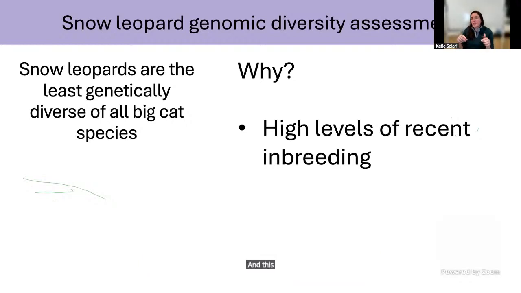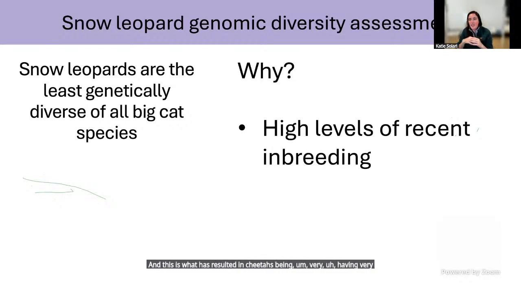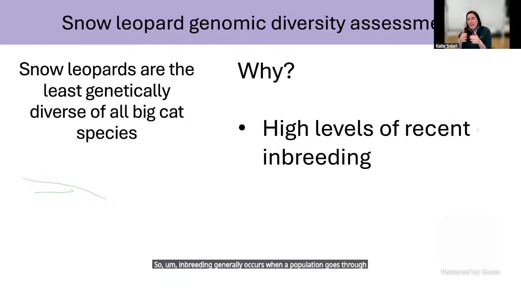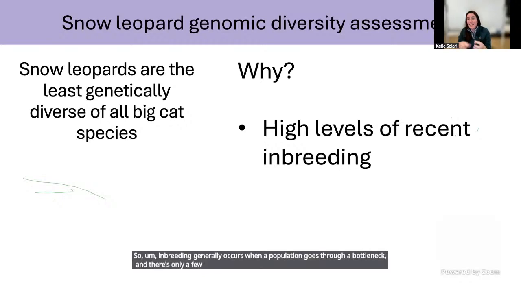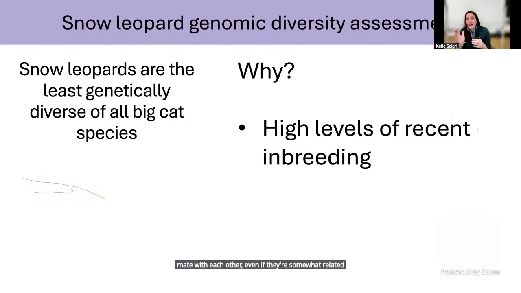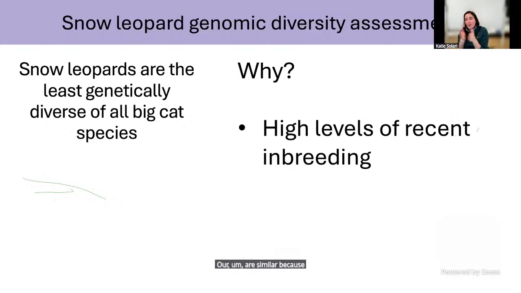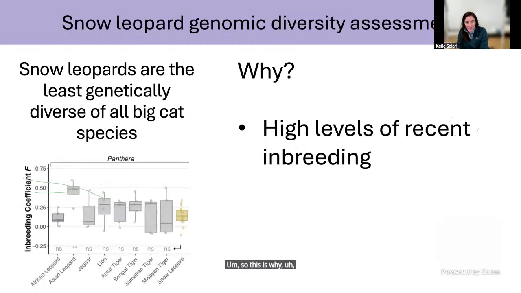And this is what has resulted in cheetahs having very low genetic diversity. Inbreeding generally occurs when a population goes through a bottleneck and there's only a few individuals left, and they have no choice but to mate with each other, even if they're somewhat related. Then when relatives mate, their offspring have low genetic diversity, because their mom and their dad are similar, since their mom and their dad are related. So this is why cheetahs have low genetic diversity.